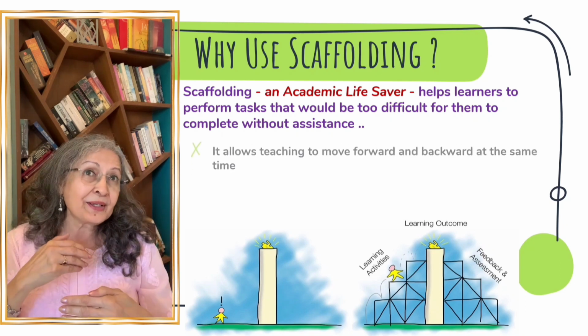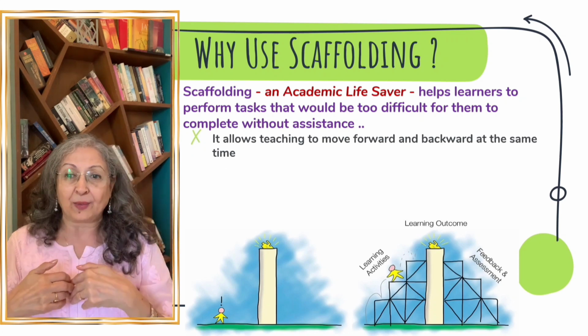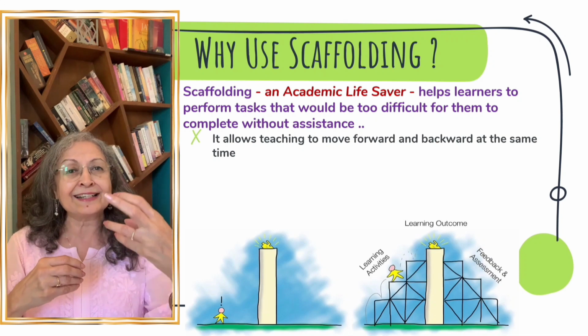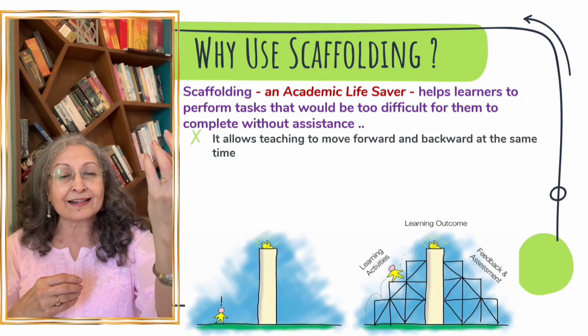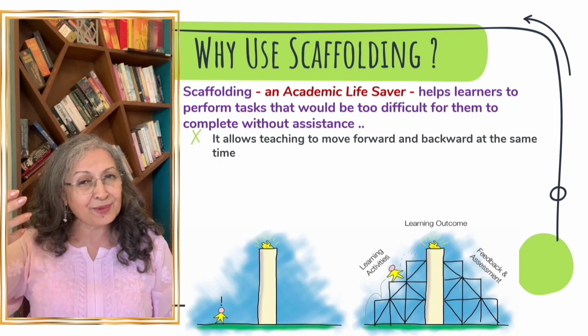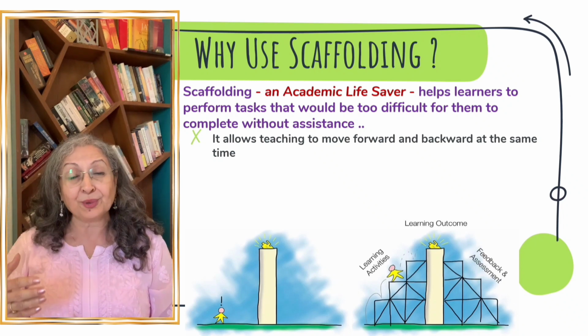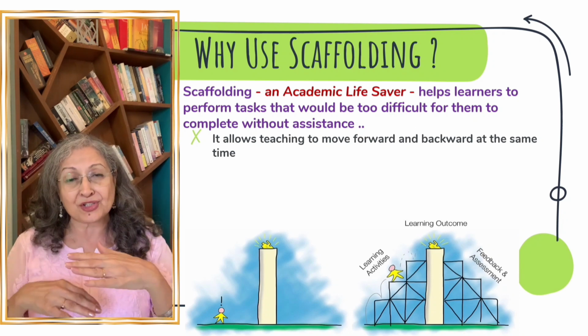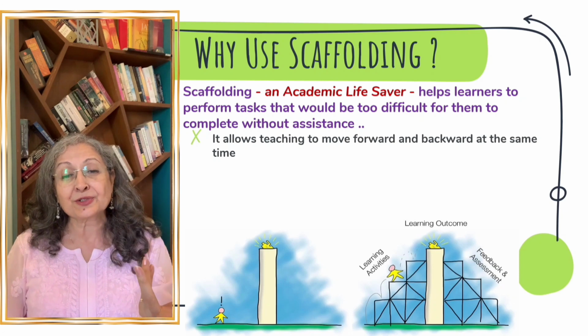So therefore, it's allowing our teaching to move forward and move backward. Now, why am I saying that? Because you're moving forward by preparing the learner to that which is the ultimate learning goal or objective. You're also moving backward because you cannot scaffold until you know what is the prerequisite relevant knowledge which is required for this learner to move ahead.